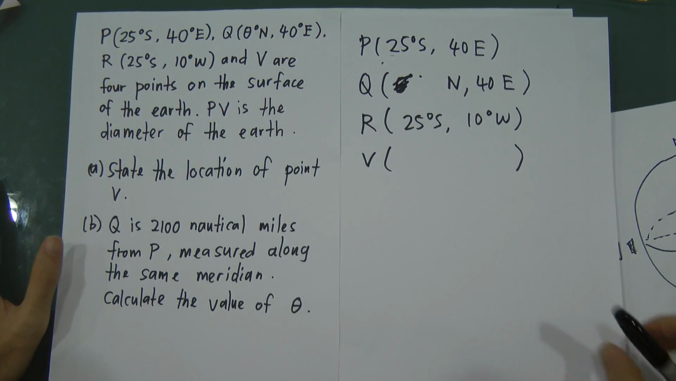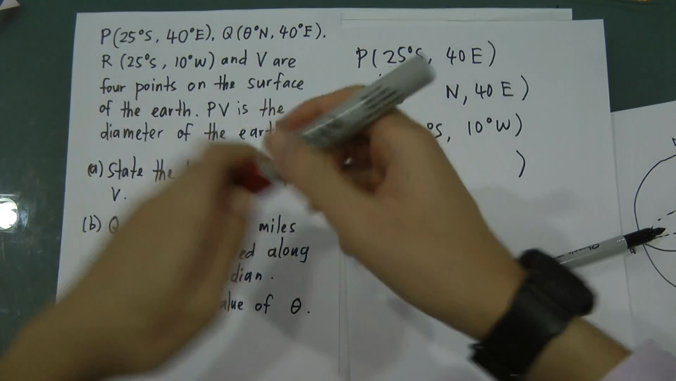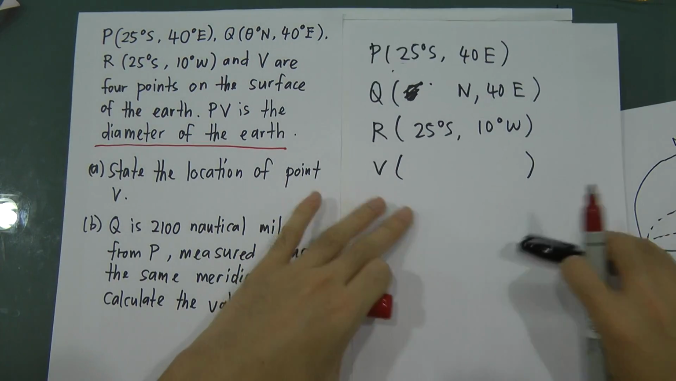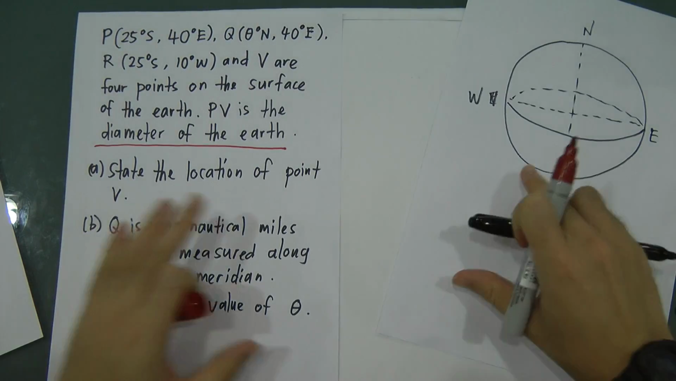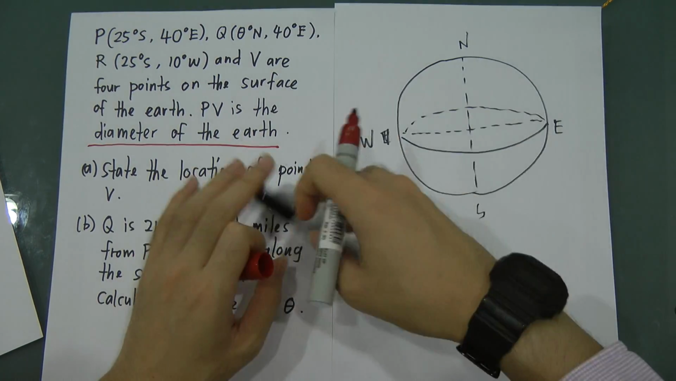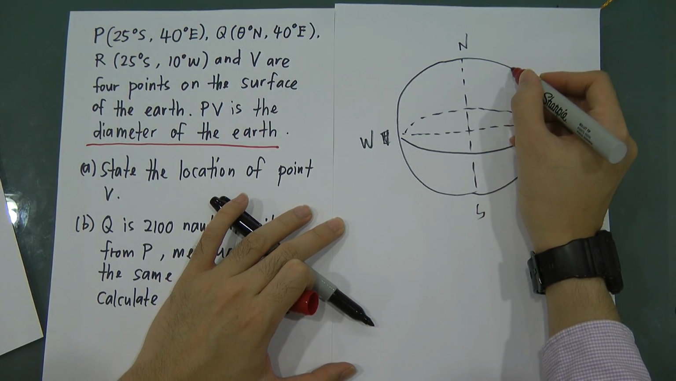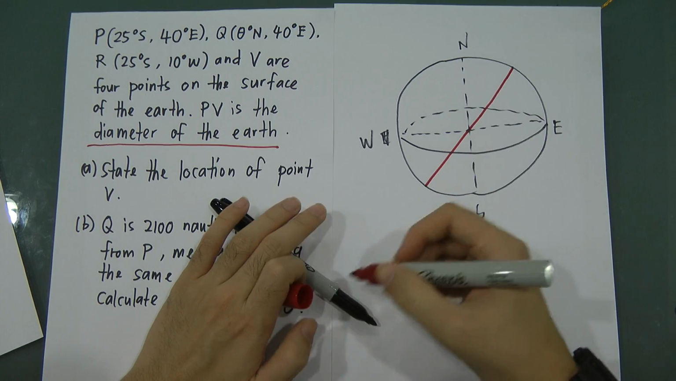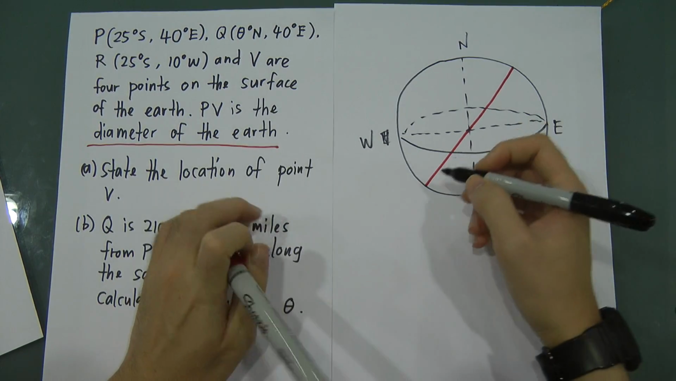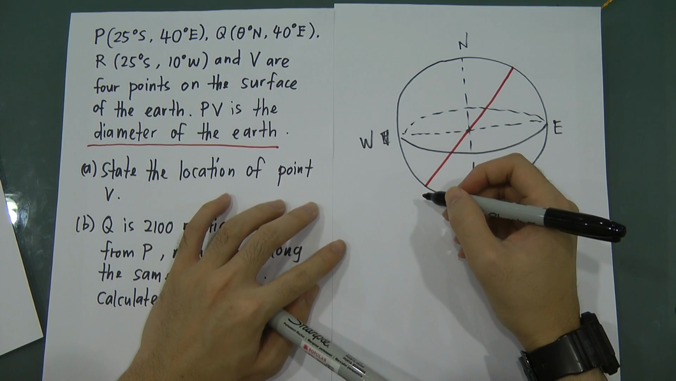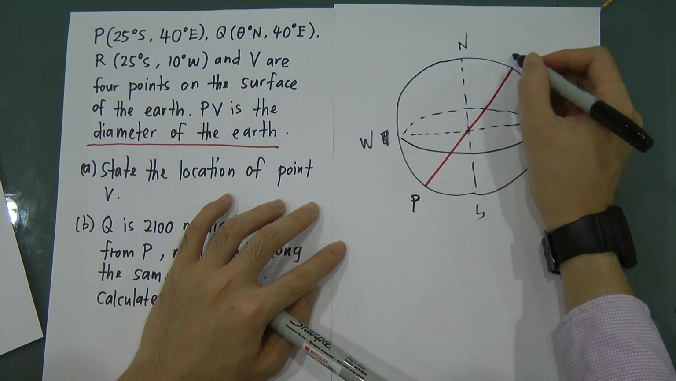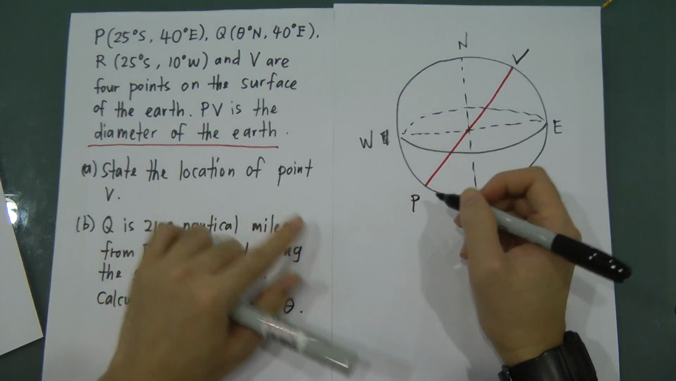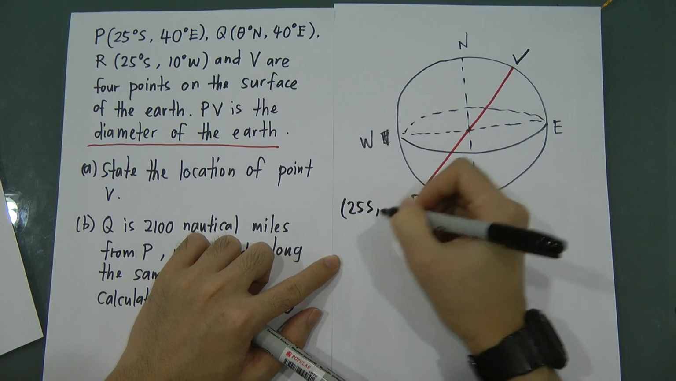Now he gives us another very important piece of information: PV is the diameter of the earth. When you see diameter of the earth, it means the diameter will pass through the center O and go to the other side. This is what we call the diameter of the earth. Let's say randomly this is P and this is V. Why do I know P is over here? Because P is 25S, 40E.